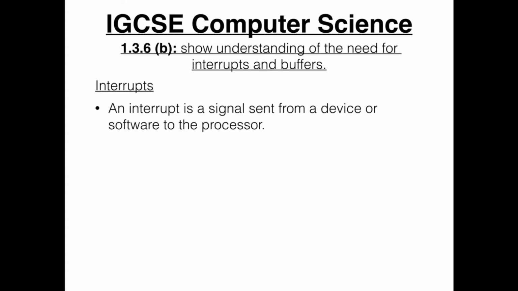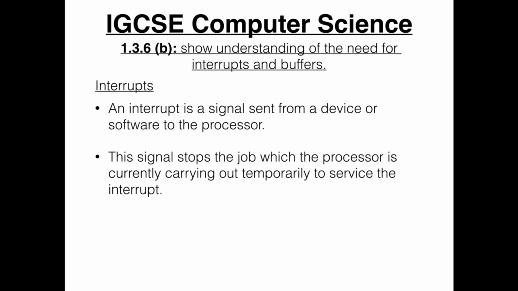An interrupt is a signal sent from a device or software to the processor. This signal temporarily stops the job which the processor is currently carrying out, to service the interrupt. You can think of it like this. Someone's working on something, say typing something or doing their work, and then somebody comes up and says, "Oh, hey, could you please carry this box for me?"